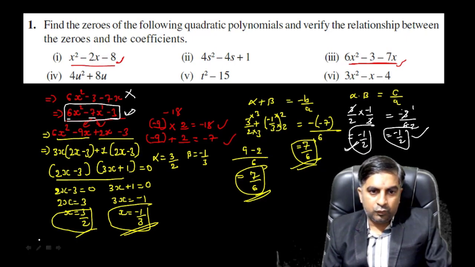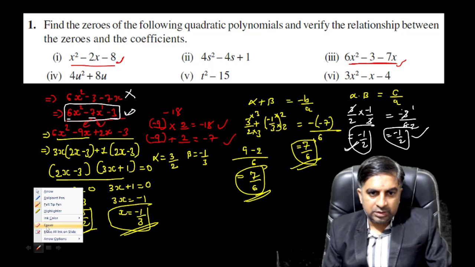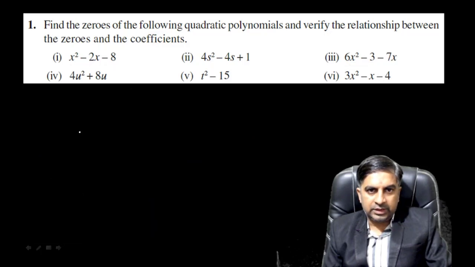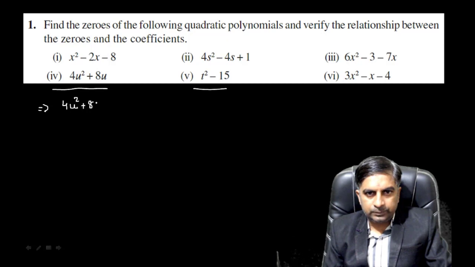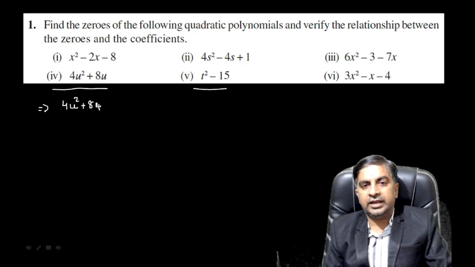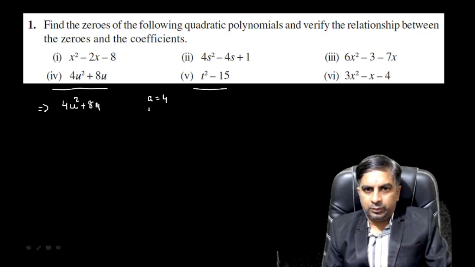Now what I want to teach you, let me erase all. Okay, guys, look at this question. Only two terms are there. So first of all, you need to understand how to solve. Here also two terms, here also. So I want to explain one by one. 4u square plus 8. Now you are not having the third term. So your A is 4, B is 8 and C is not there. So take C as 0.